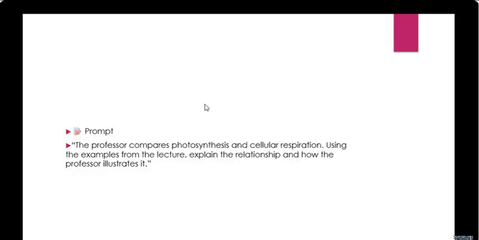The professor compares photosynthesis and cellular respiration. Using the examples from the lecture, explain the relationship and how the professor illustrates it.